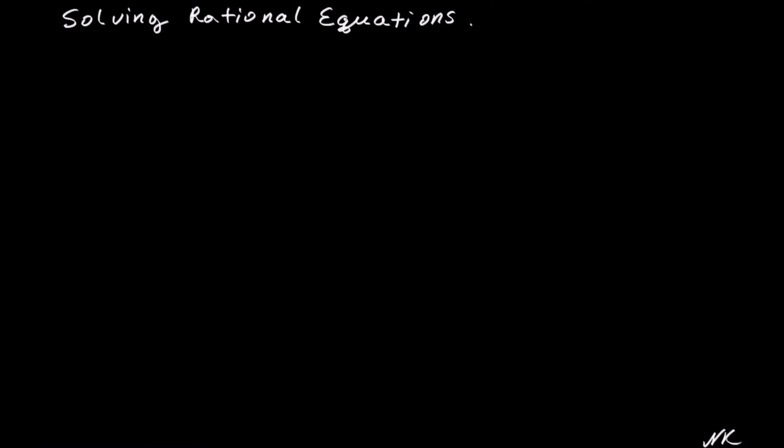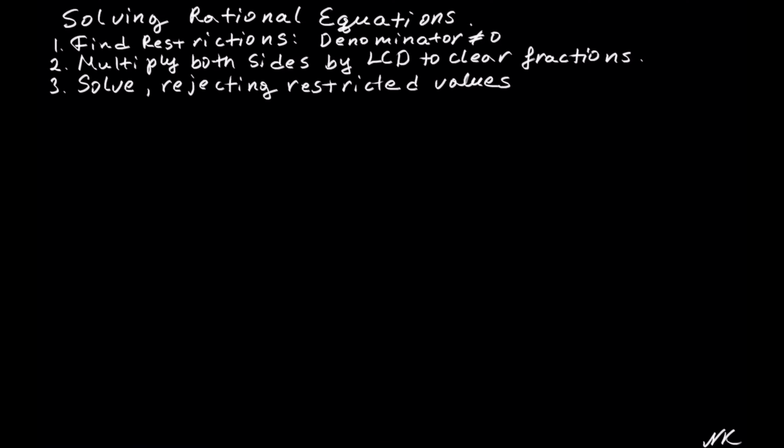Hello. In this example, we will look at solving rational equations. So the first thing you want to do is find restrictions, which means you want to make sure that the denominator is not equal to 0. Then the best thing you can do is multiply both sides by the least common denominator to clear the fractions. And then solve. Remember to reject all of the restricted values.